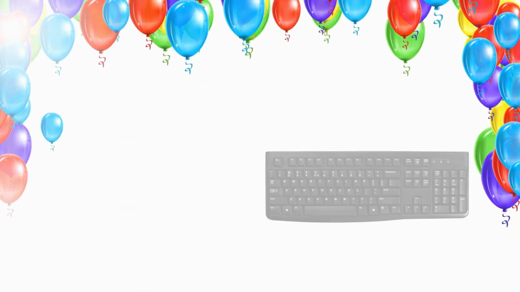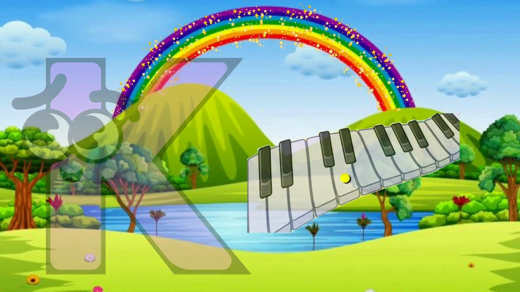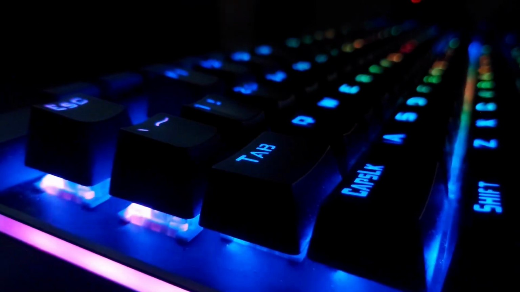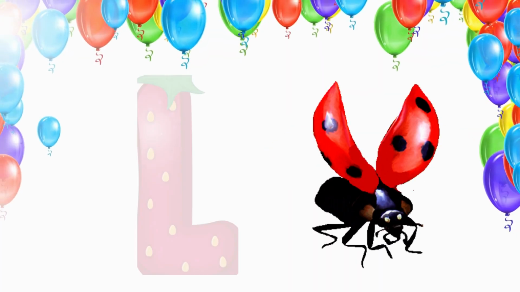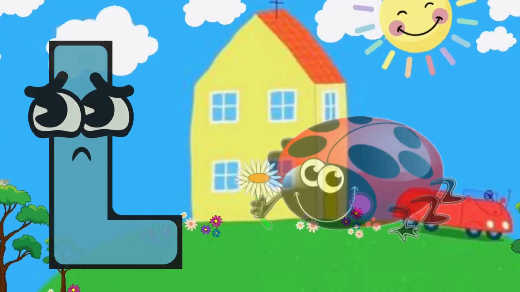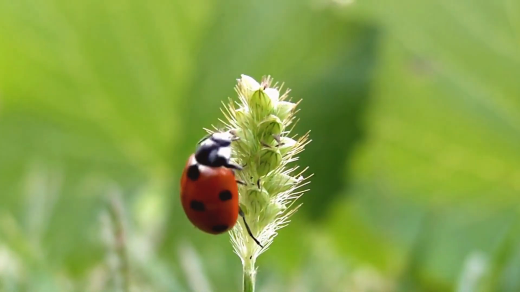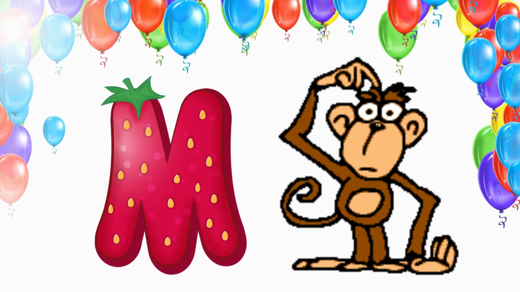K is for keyboard. K, k, keyboard. K, k, keyboard. K, keyboard. L is for ladybug. Ladybug. Ladybug. L, ladybug. M is for monkey.